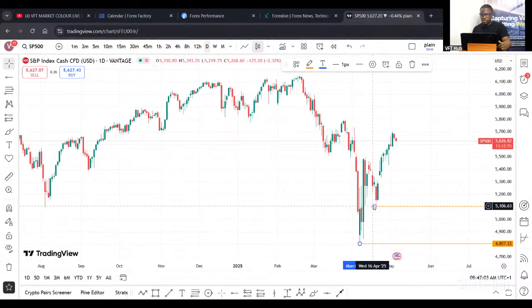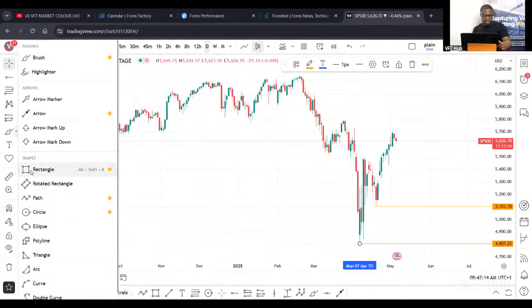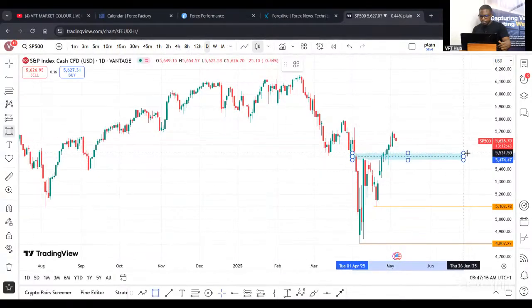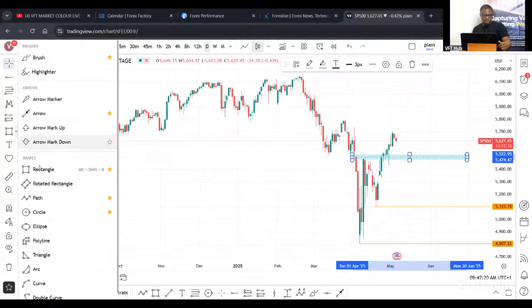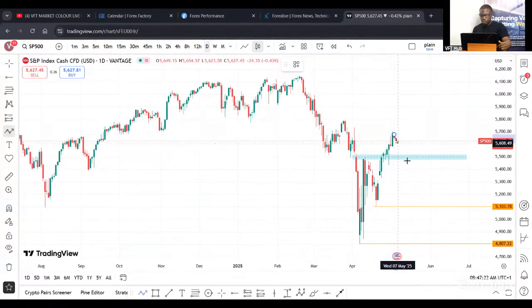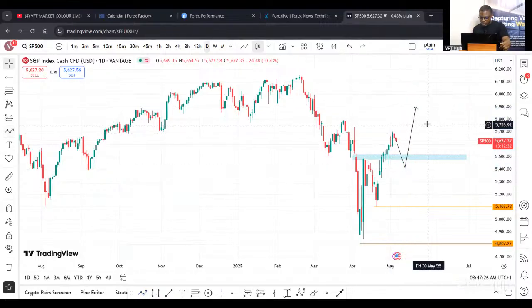What happened again? We see another higher low that has not been broken yet. What are we expecting? We might see, although price has done that already, a rejection into this zone again and then continuation, right? Price coming somewhere like this and then we see that continuation to the upside. Why am I saying this?